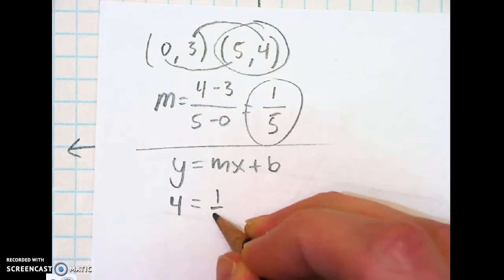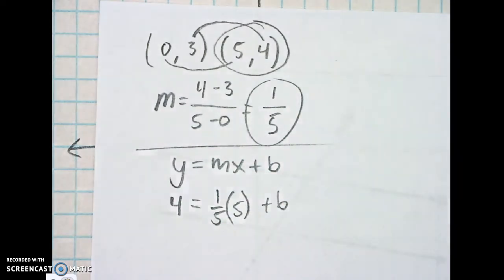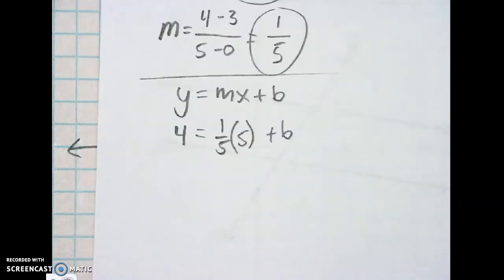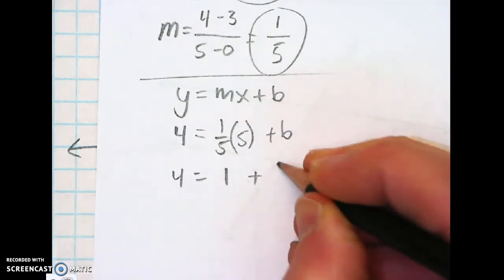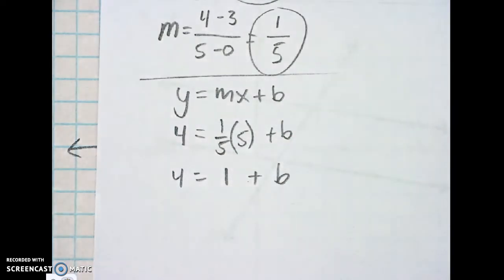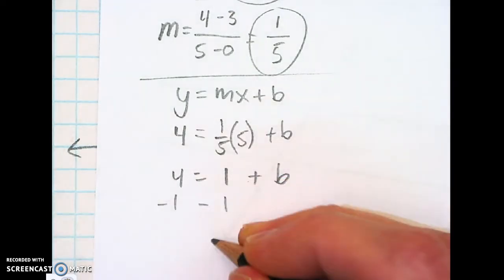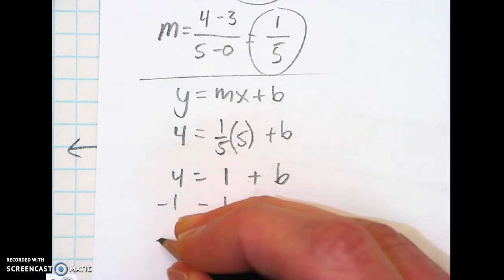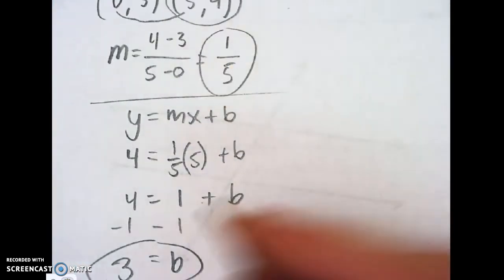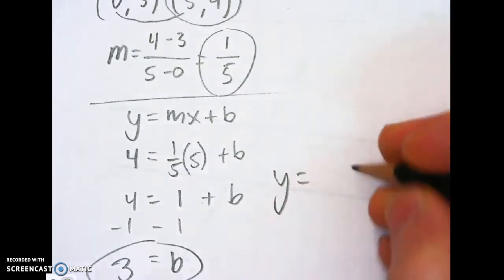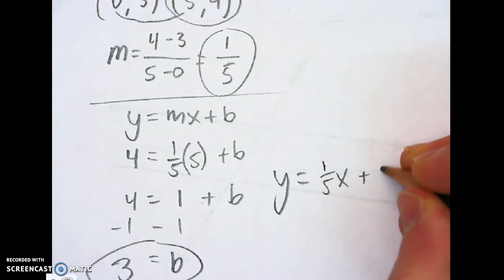So 1/5 times 5 plus b. Now I need to multiply this here, so 4 equals 5 times a 5th, which is just 1, plus b. Now I'm going to subtract 1 from both sides and get b equals 3. And I can write an equation from that like we've always done with our m and our b. The equation would be y equals 1/5 x plus 3.